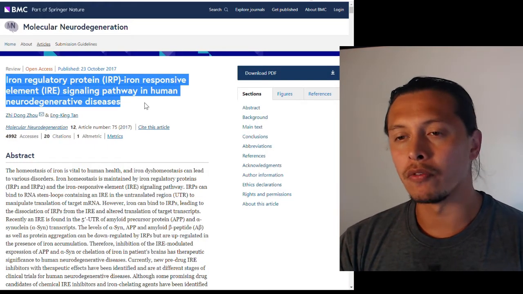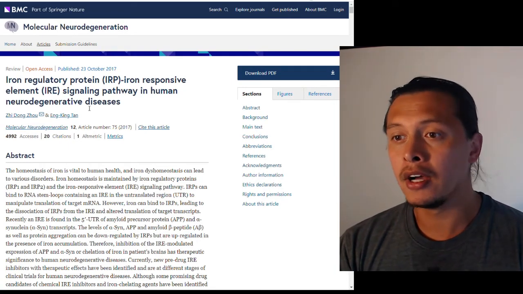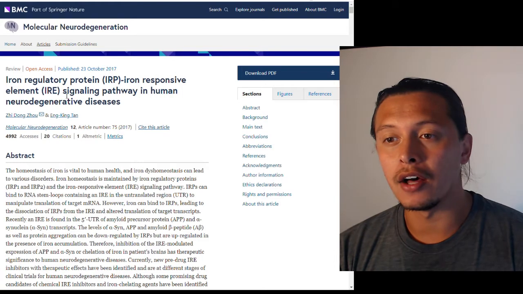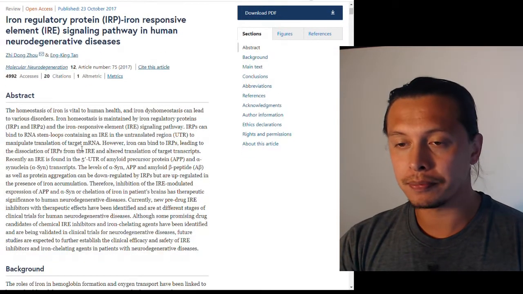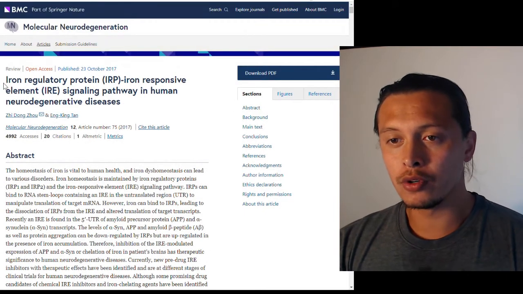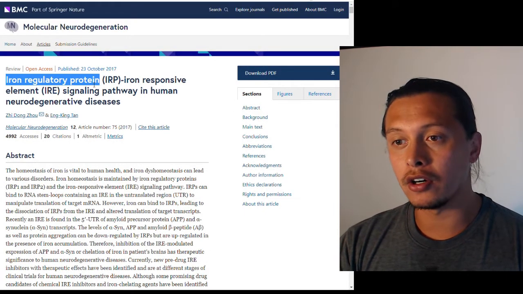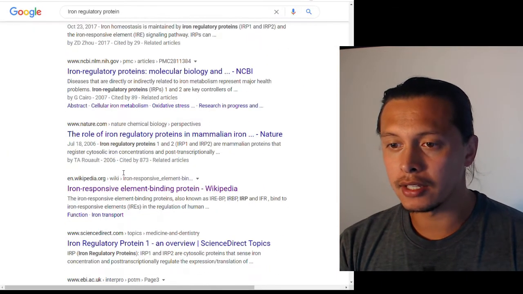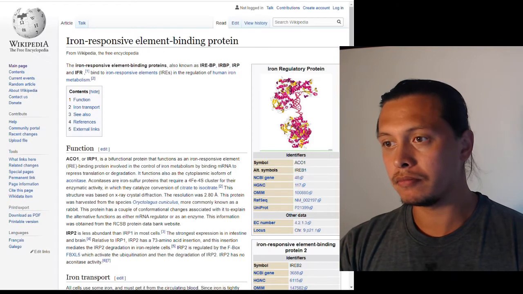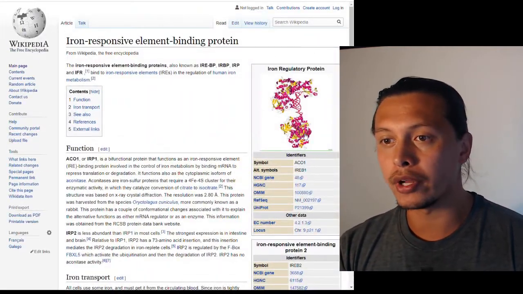Hello, so I want to go over this paper called Iron Regulatory Proteins, or IRP, Iron Responsive Elements, their signaling pathway in human neurodegenerative diseases. So, for those who are not fully aware, you have a protein in your body called the Iron Regulatory Protein. And let's get the Wikipedia. So this is your iron regulatory protein.